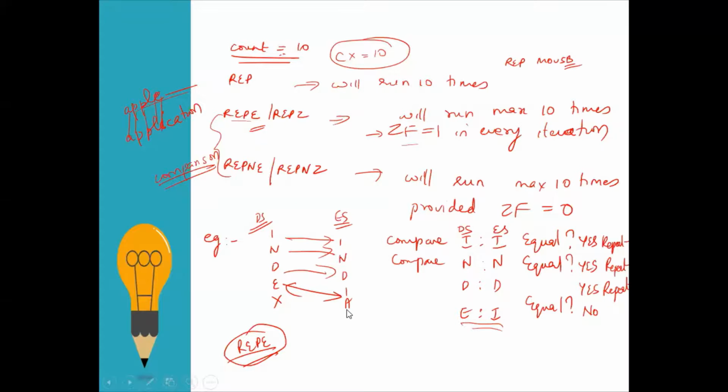Okay. What I was saying is that REP is used when you want to compare as long as things are equal. So if you want to compare index and India, you will be comparing till D only, right? Once you get to know that E and I are not the same, why would you want to proceed, right? Because here itself you can conclude that the strings are not equal. So in such a scenario, you can use the REP prefix.